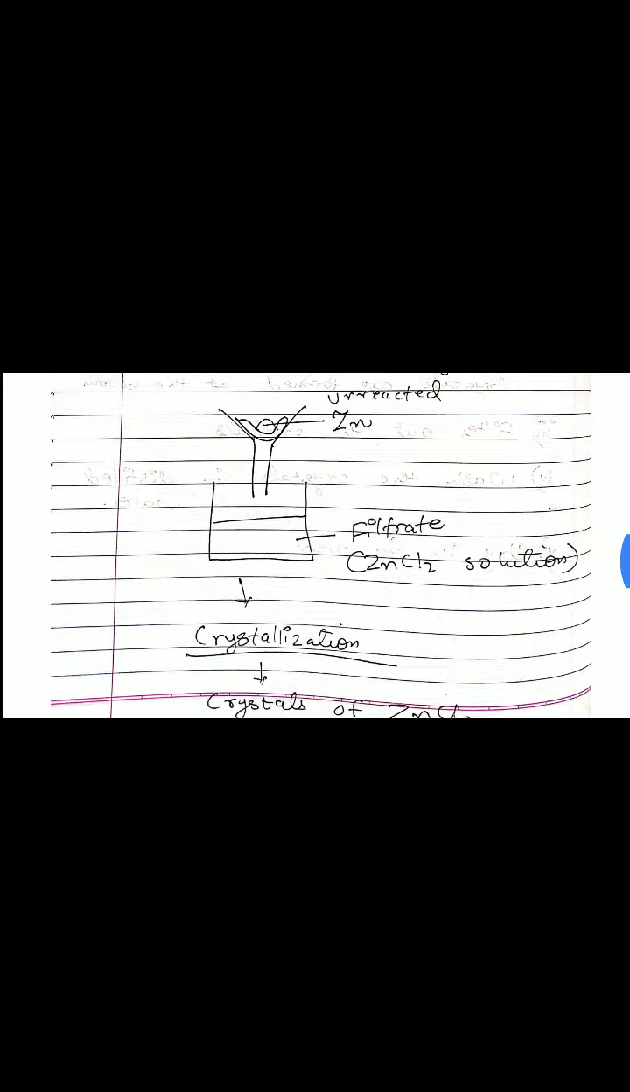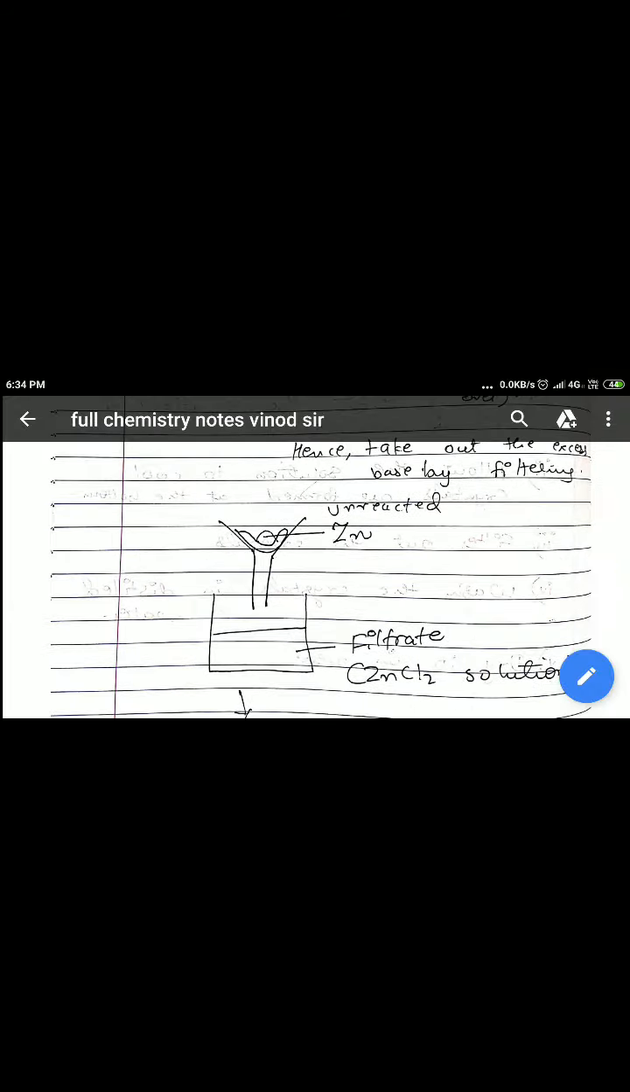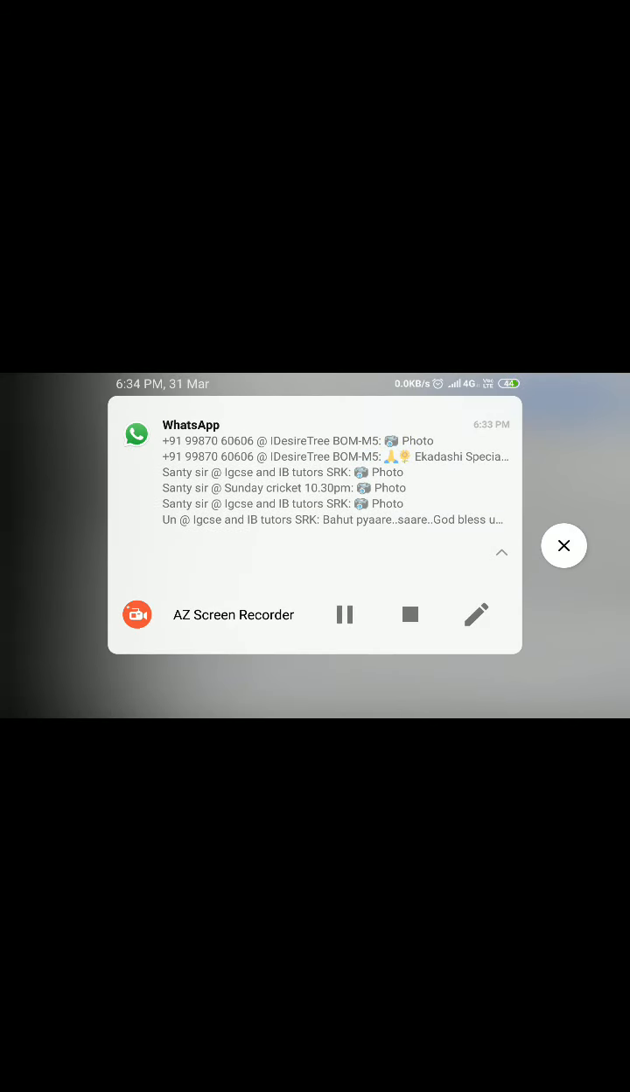In an oven. Okay, so in this way I have given you a complete understanding about the acids and bases. Have a look at it.